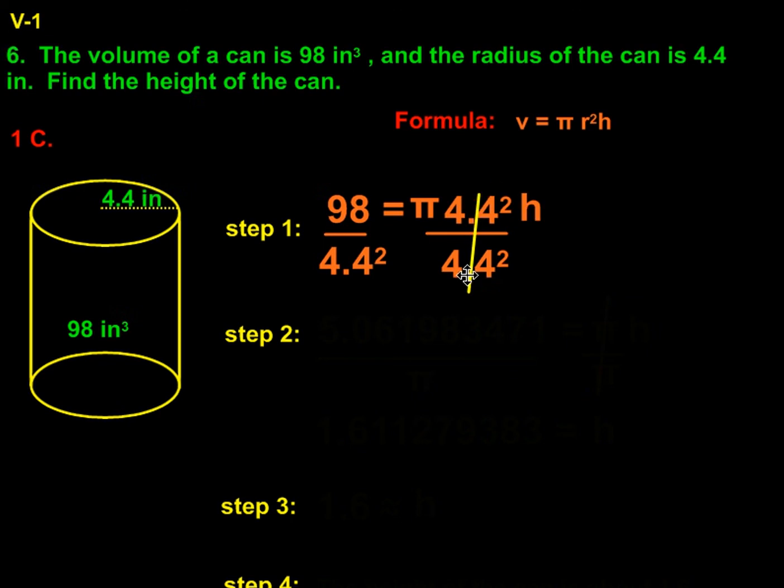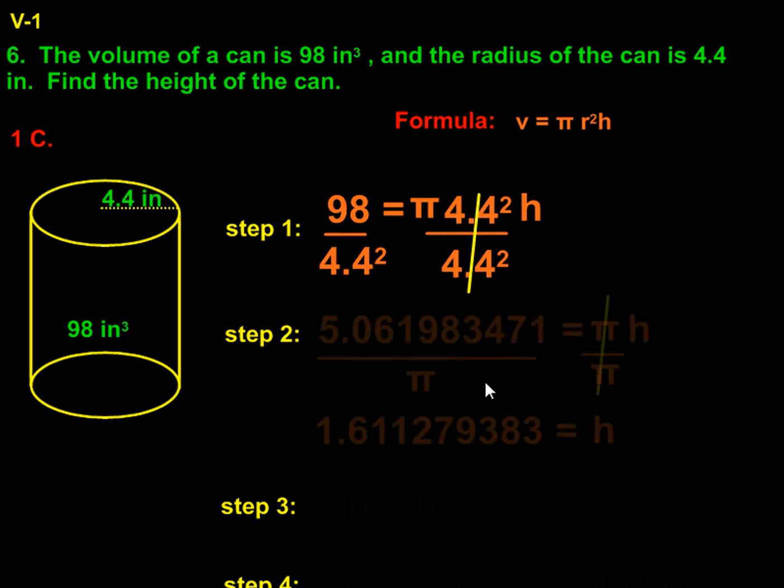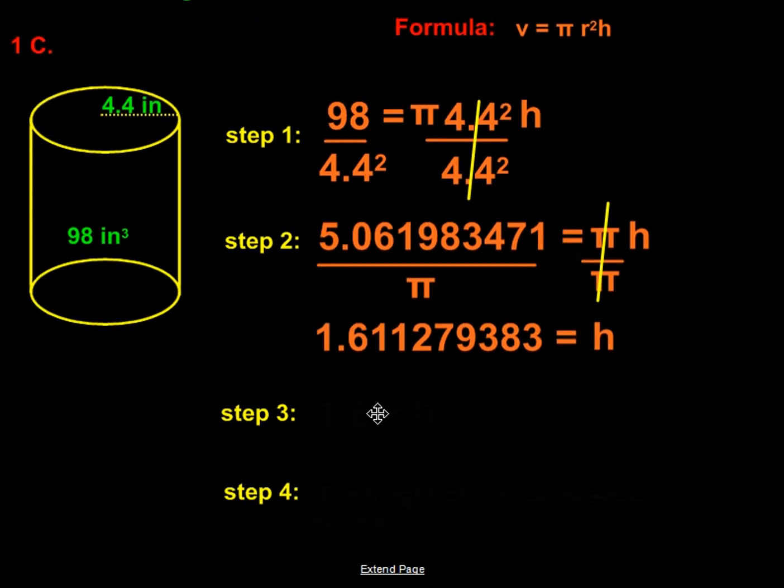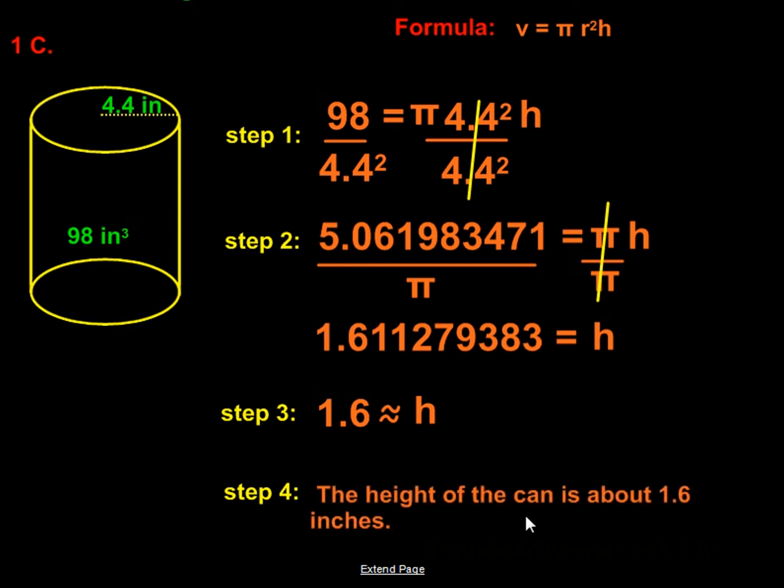If we divide out 4.4 squared on both sides, that's going to work out to be 5.061983471 equals pi h. Then we divide by pi on both sides, and that's going to give us 1.611279383 equals h. From there, we can round and say that h is approximately 1.6. And we put that into a sentence: the height of the can is about 1.6 inches.